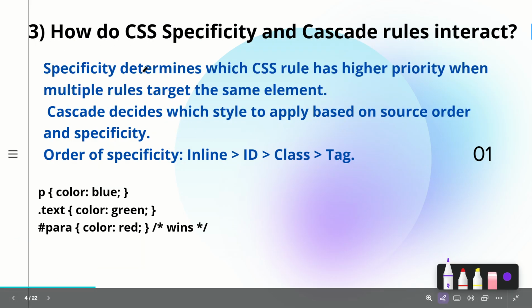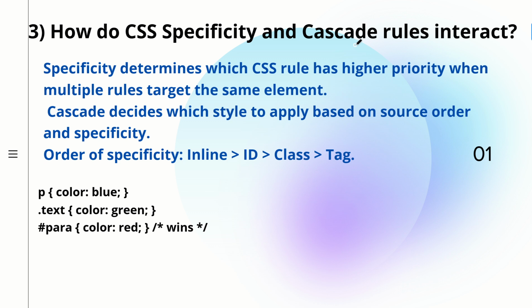Now let's go to the third question. The third question was, how do CSS specificity and cascade rules interact? So we will see how different CSS rules are applicable to our targeted element. Specificity determines which CSS rule has the higher priority when multiple rules target the same element.